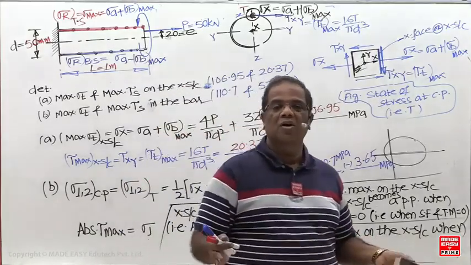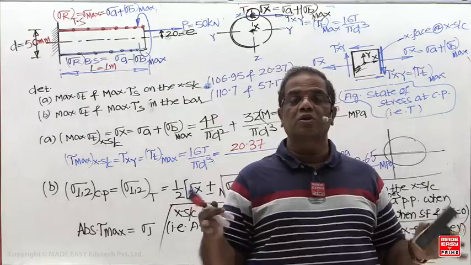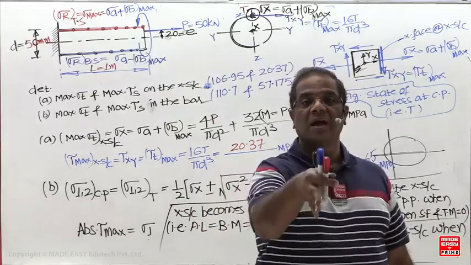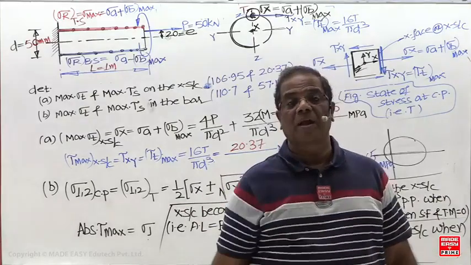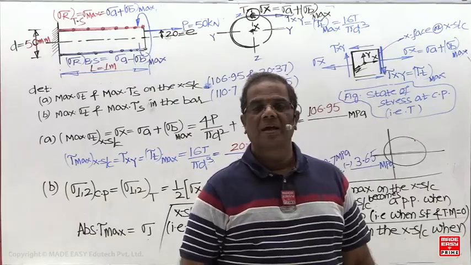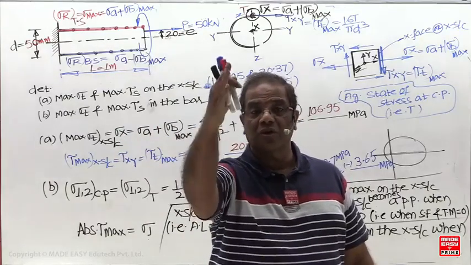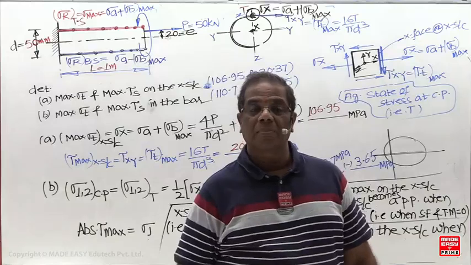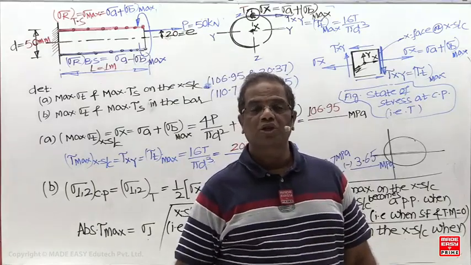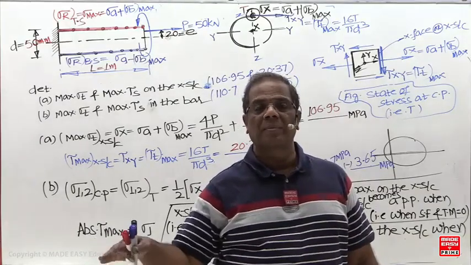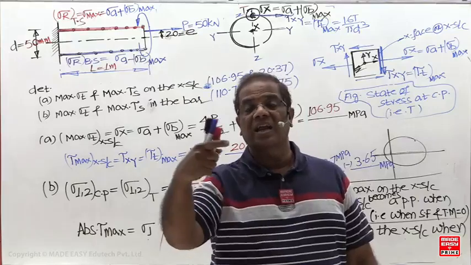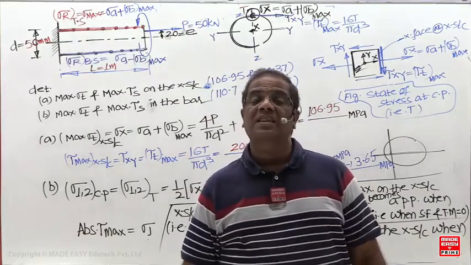So under pure axial loading, there is only axial load, so there is no shear force and no twist. Therefore directly on the cross section you are going to get a maximum normal stress. Pure bending, no shear force, no twist moment, so directly on the cross section you are going to get a maximum normal stress. Pure torsion, there is no axial load and no bending. Therefore under pure torsion, directly on the cross section you are going to get a maximum shear stress.